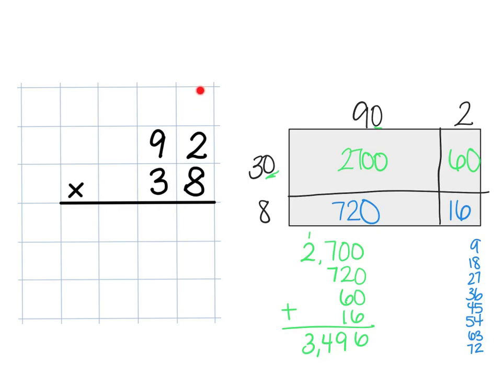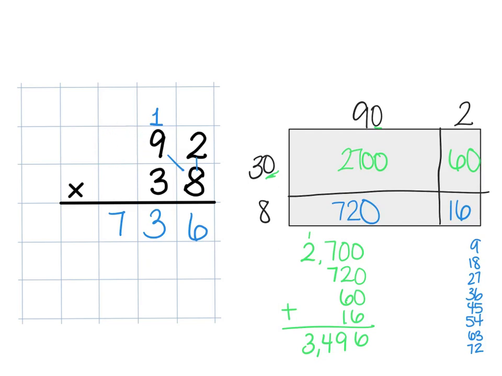Alright, again we start in our 1s column. 2 times 8 is 16. So I put the 6 down here and put the 1 on top. Then we'll do 9 times 8, remember we just did that. 9 times 8 is 72. Plus we add the 1, 73. We write it down here because there's no more numbers here to multiply.